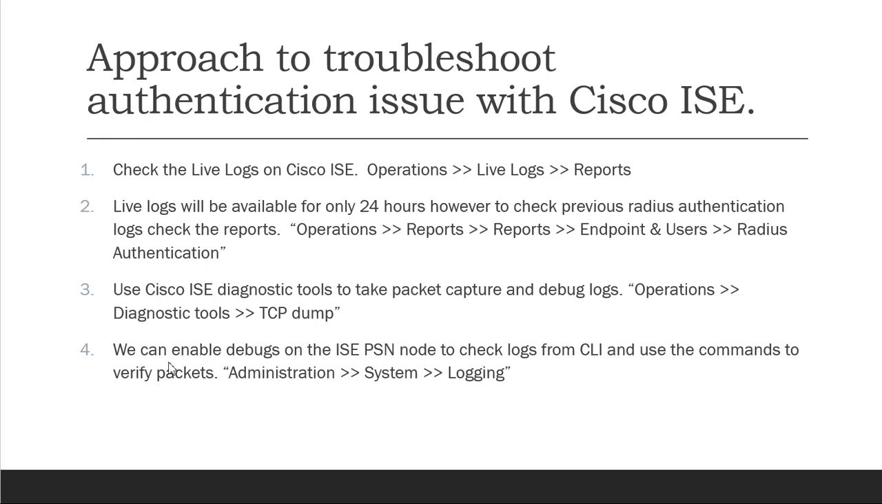We can also enable debugs on ISE PSN nodes, which we can check from the CLI using the commands related to that issue. And you can Google it, like Cisco ISE debugs and troubleshooting, and you'll get redirected to a web page. I'll mention all those links in the description. For that you'll need to go to Administration, System, and Logging, and enable the logging particular to that issue on the PSN on which you are troubleshooting. So this whole process will help you understand the issue that you are encountering with Cisco ISE.